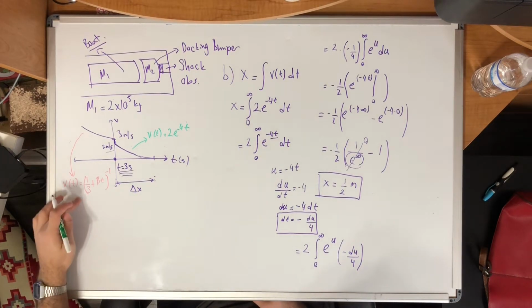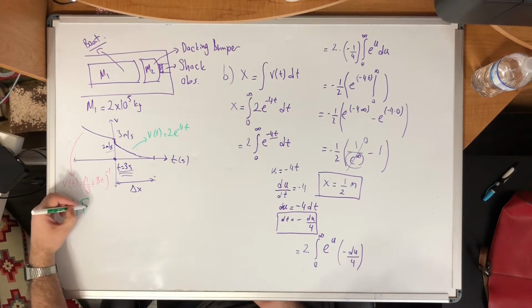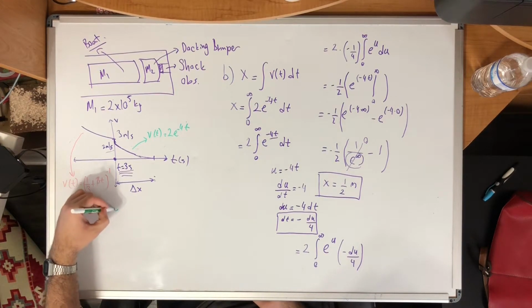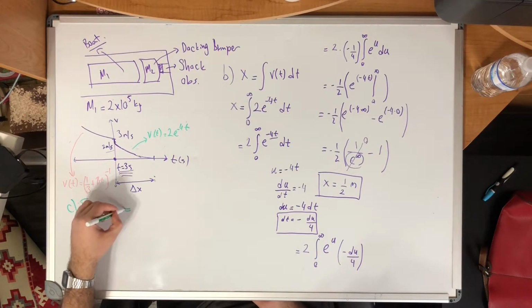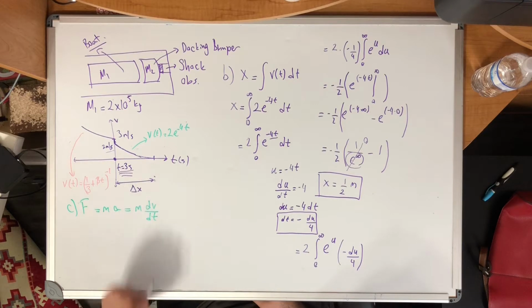So for part C, they are asking for the force, and we should remember that force equals mass times acceleration, and that means it's mass times dv over dt. But they're asking for that force as a function of velocity, so that is going to make things a little bit tricky because it's going to look weird. So, alright, mass times dv over dt.